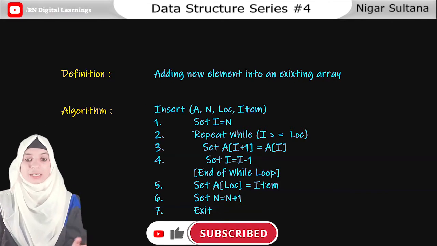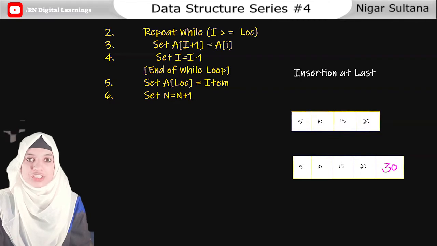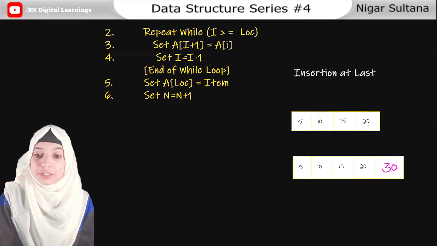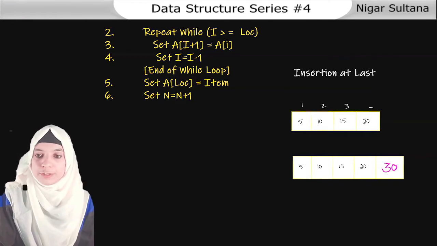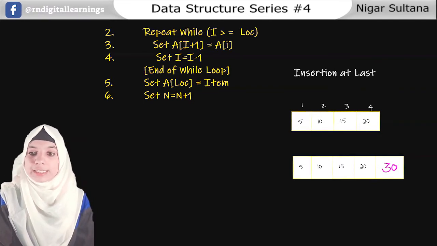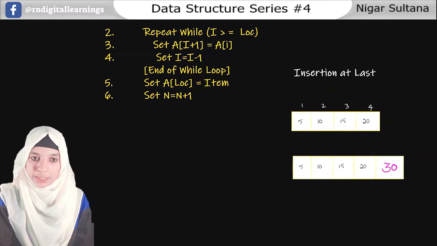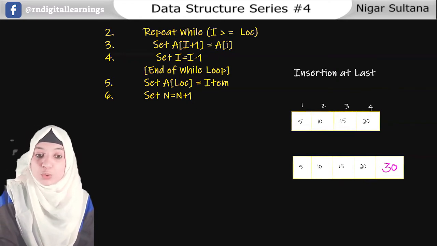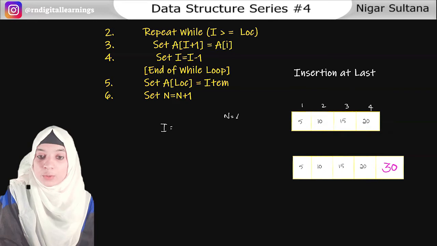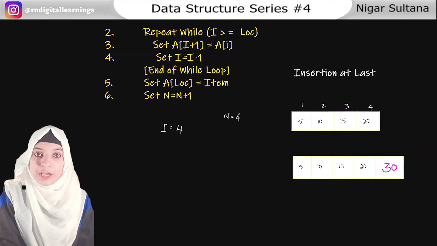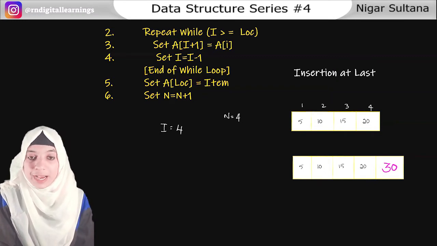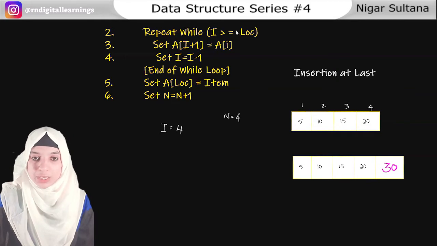So now let's see with an example. Our first case is insertion at last. See, I have told you, in this example the size of an array is 4. 1, 2, 3, 4. Now at the first position I have 5, second position I have 10, third position I have 15, fourth position I have 20. Now at the first step I have told you I need to initialize the value of I with N. So what is the N value here? N value is 4. I will get the value as 4 now. The second step is I need to repeat the while loop as long as I is greater than or equal to location. What does it mean?